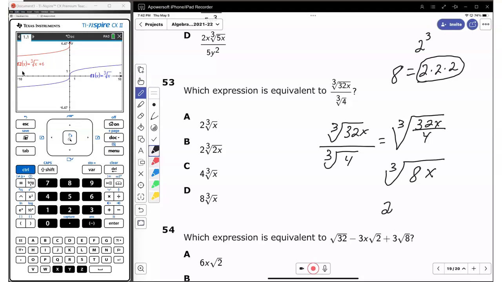Unfortunately, x does not have 2 other x's, so it's going to be the cube root of x. So it's going to be 2 times the cube root of x. So your answer is B.